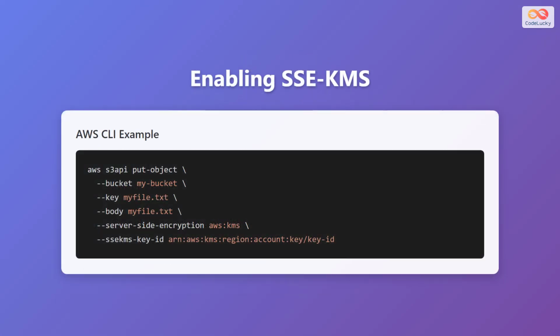To enable SSE-KMS, the CLI command is similar to SSE-S3 but with additional parameters. You specify server-side encryption as aws:kms, and include the ssekms-key-id parameter with your KMS key ARN. The full command is: aws s3api put-object --bucket my-bucket --key myfile.txt --body myfile.txt --server-side-encryption aws:kms --ssekms-key-id arn:aws:kms:region:account:key/key-id.